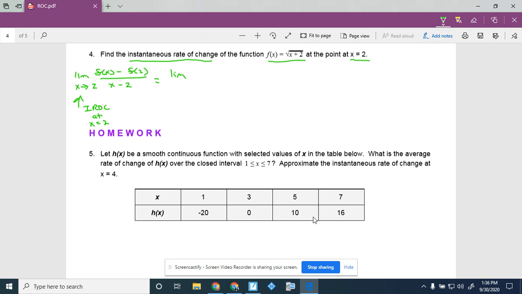Well, this would be the limit as x goes to 2 of f of x, which is radical x plus 2, minus f of 2, which would be radical 2 plus 2, or square root of 4, or it's just simply 2, all over, in this case, x minus 2, right? So now, what do I do here? How do I solve this? You actually have a couple of things that you can do.